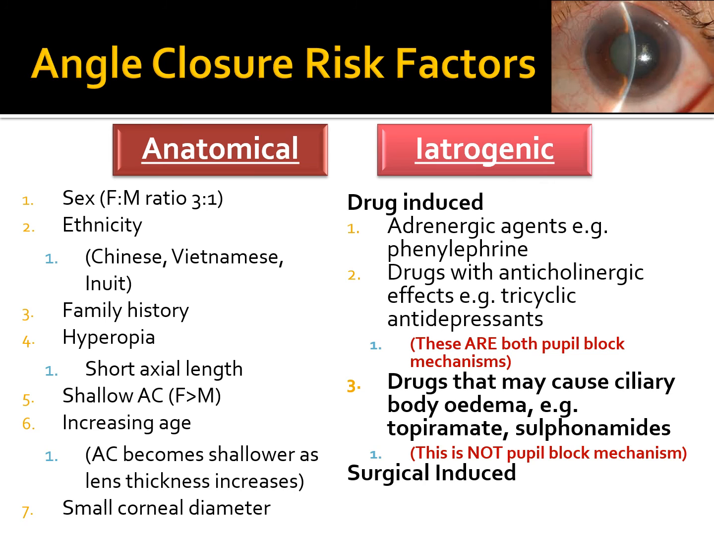the one is a pupil block type reaction actually, caused by drugs that have almost as a side effect sympathomimetic or anti-muscarinic type effects, and these are both pupil blocks. But then there's also drugs that cause, this is this idiosyncratic mechanism, drugs that cause the ciliary body edema, and the whole thing pushes the whole diaphragm forward. Sulfonamides, topiramate, which is quite commonly used in migraine treatment. And then there's also surgical induced episodes, which we won't deal with.